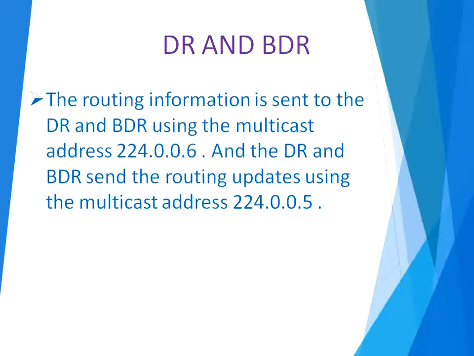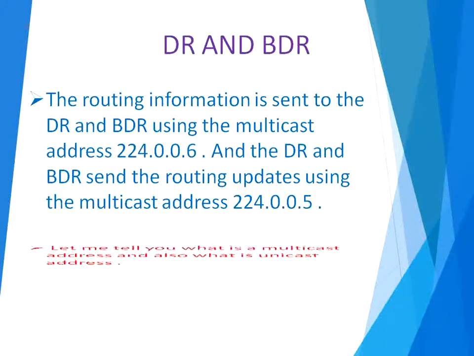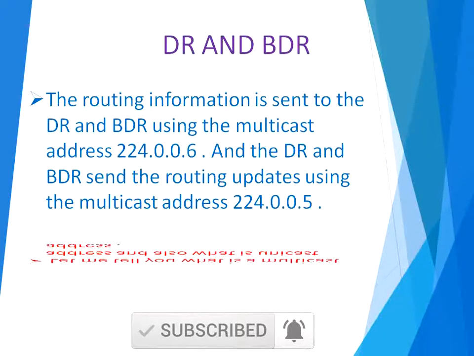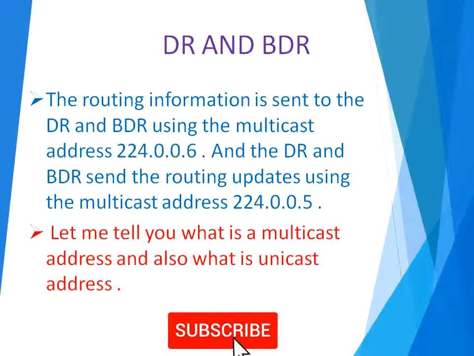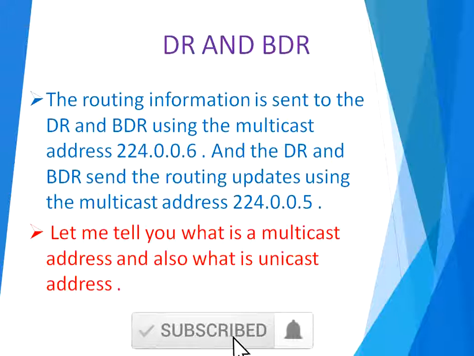Now, the routing information is sent to the DR and BDR using the multicast address 224.0.0.6, and the DR or BDR sends the routing updates using the multicast address 224.0.0.5. So let me tell you what a multicast address is and also what a unicast address is.